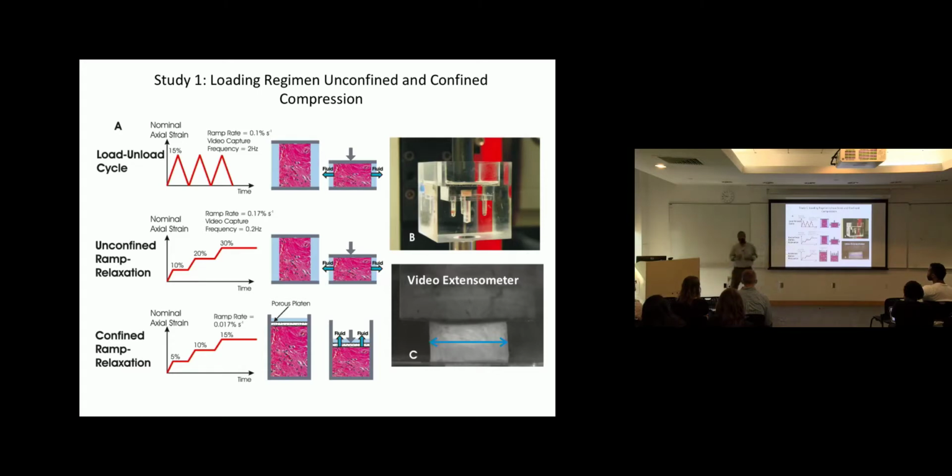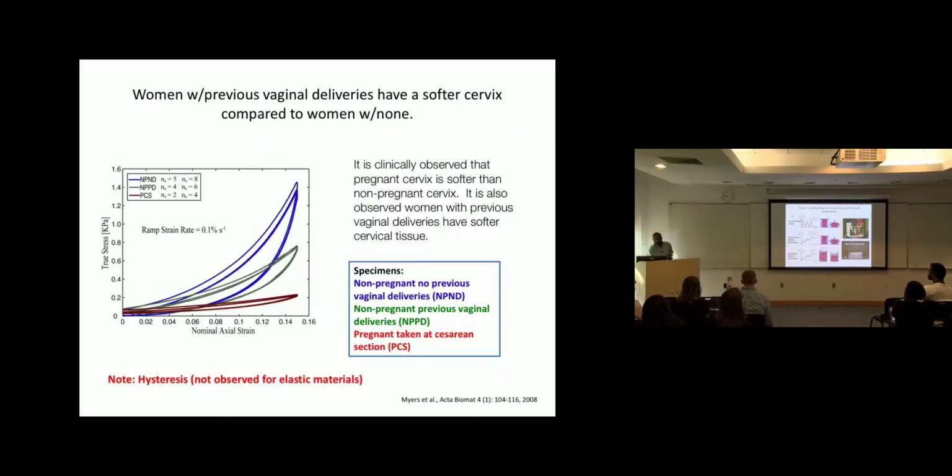That's really the goal. If you look at this, this is what you see for different samples. Non-pregnant, no previous deliveries is this. Non-pregnant, previous deliveries is this. Pregnant but taken a cesarean section is that one. So three different physiological states, if you will. It's not really following a straight line. It's actually doing much more complex things with more and more load. The important thing is that when you load it and unload it, they don't follow the same path.